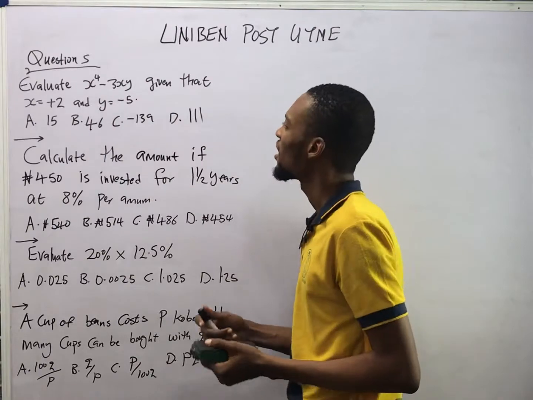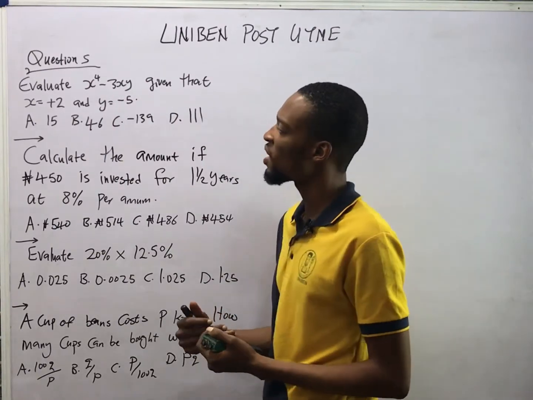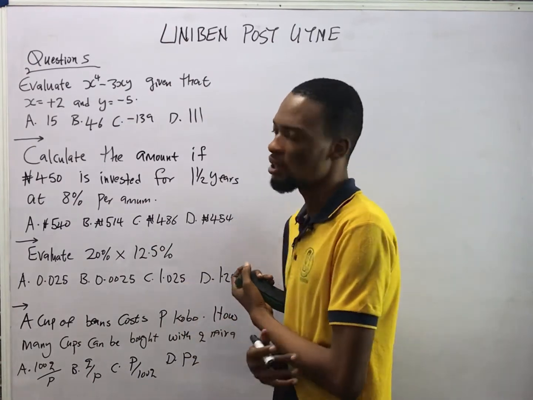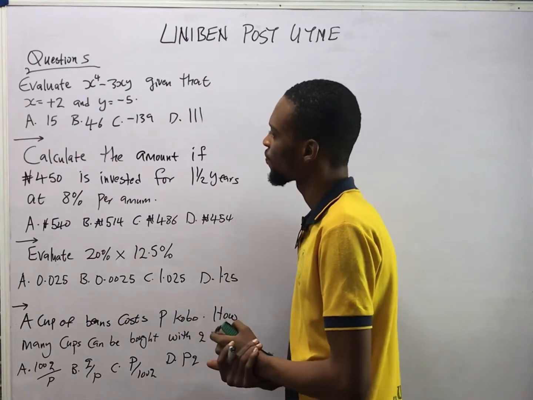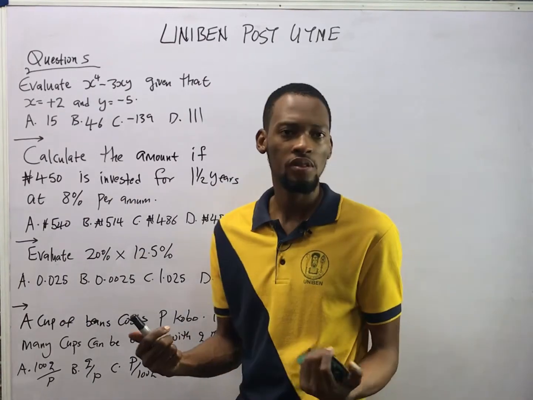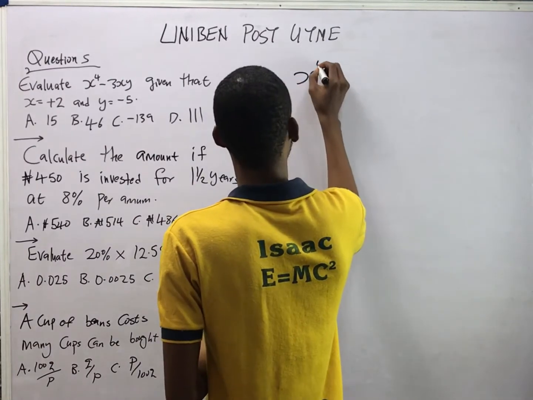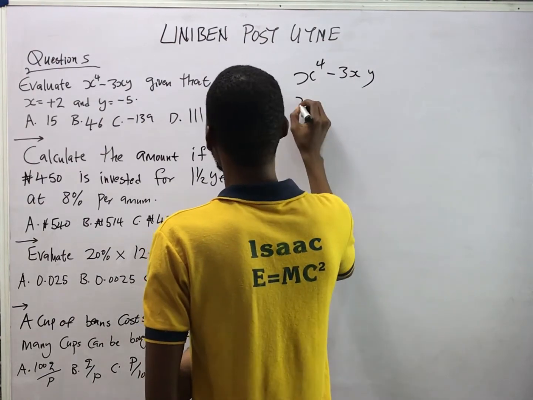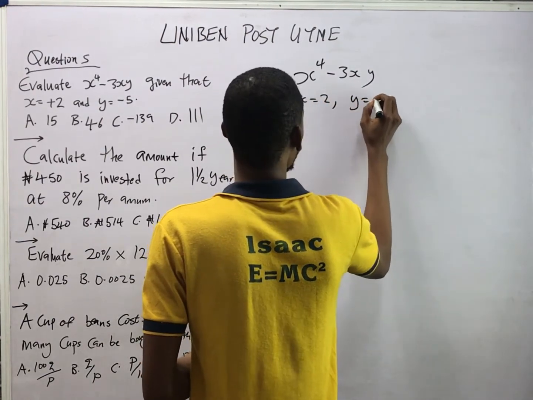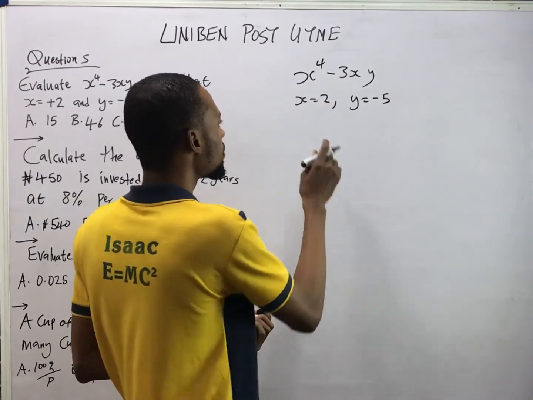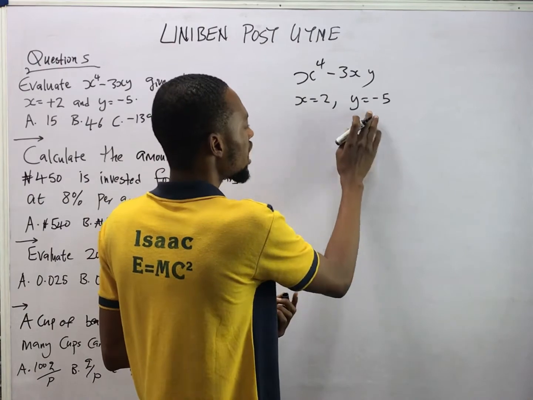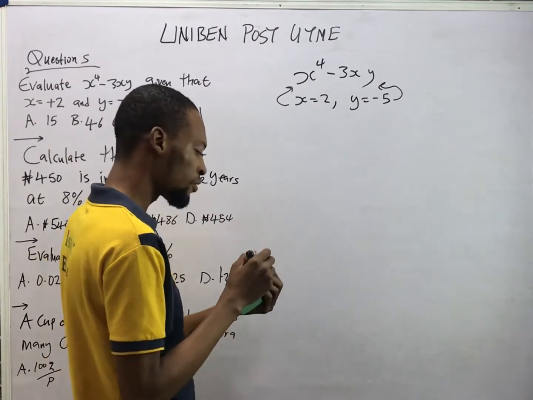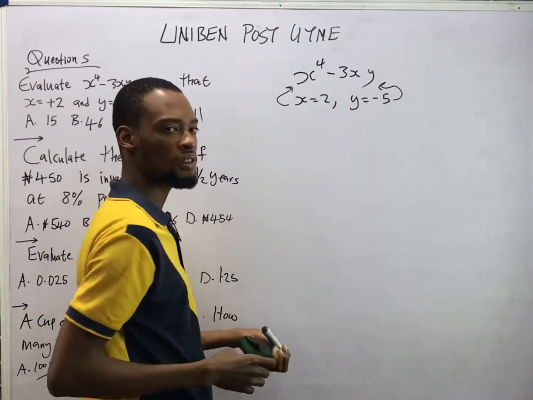The first question says, evaluate s raised to the power of 4 minus 3sy, given that s equals plus 2 and y equals minus 5. This is simply a substitution question. So what you do is substitute the value of s into this expression and the value of y into this expression. So replace s with 2 and replace y with minus 5.